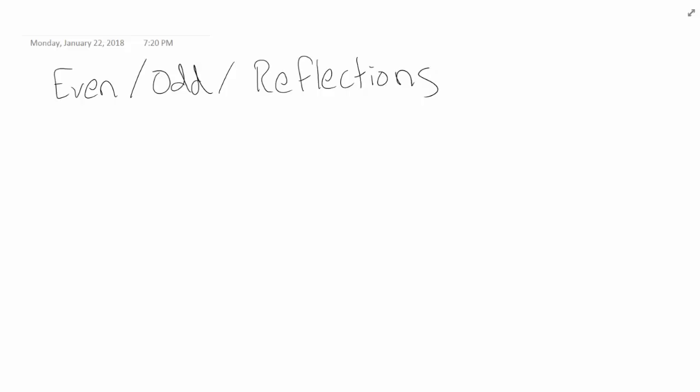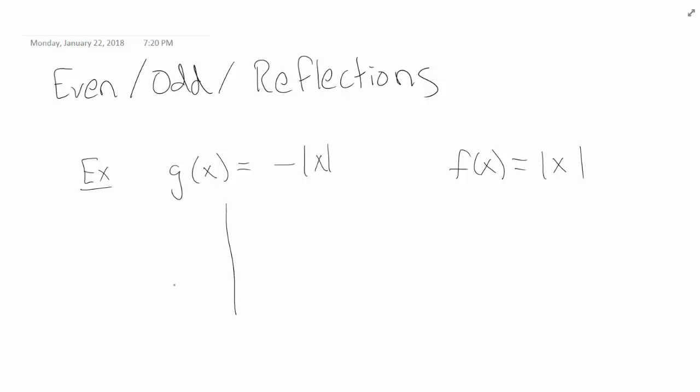Let's talk about even functions, odd functions, and reflections. I guess I'm going to start with reflections. So let's say you were trying to graph g of x is equal to negative the absolute value of x. Well, I'm going to start with my parent function of f of x is equal to the absolute value of x. That looks like, give or take, something like this. And it goes to the origin.